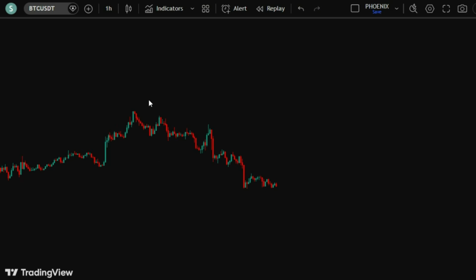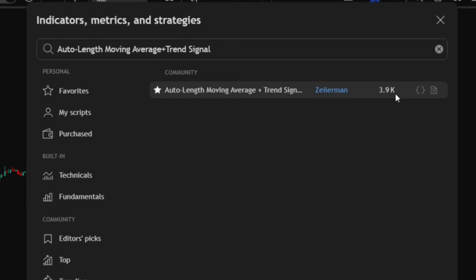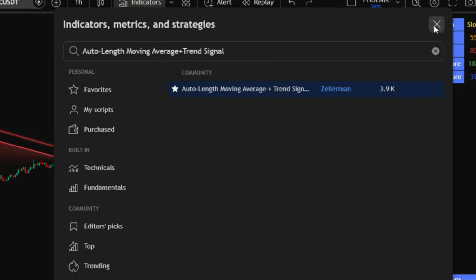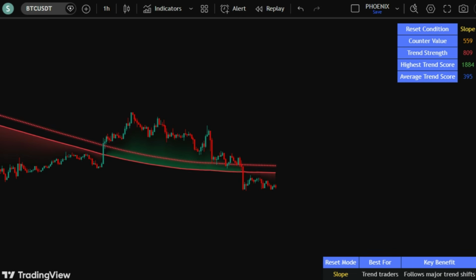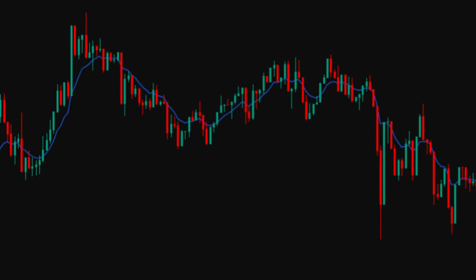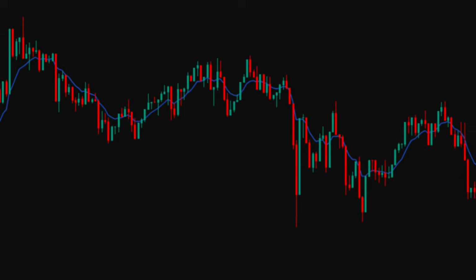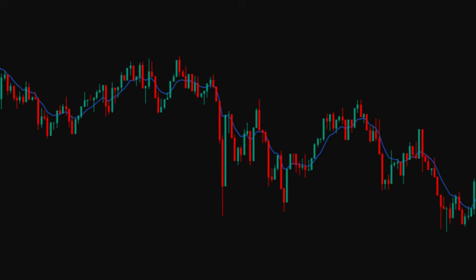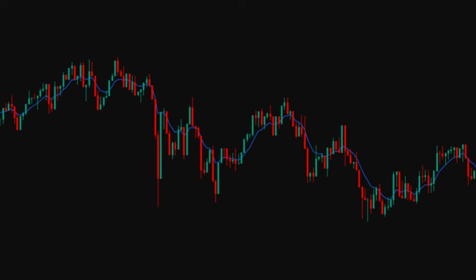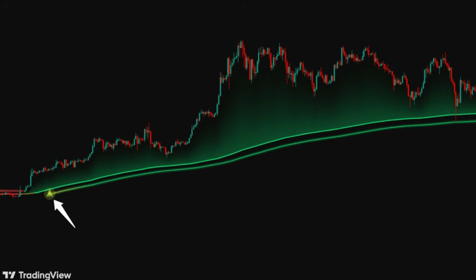To pair this indicator, go to the Indicators tab on your TradingView and search for Auto Length Moving Average plus Trend Signals. Click on it and you can see this ribbon attached to the candles. This moving average is an easy-to-use indicator designed to help traders dynamically adjust their moving average length based on market conditions, which means you don't manually change the length every time, and that makes it far better than a simple moving average or EMA. In this chart, you can see a buy indication.